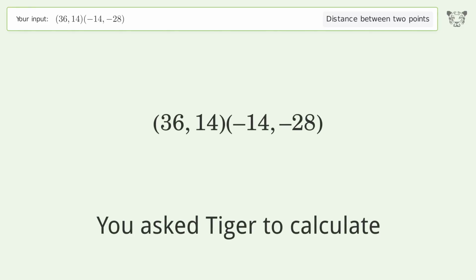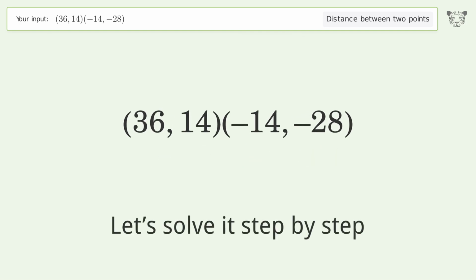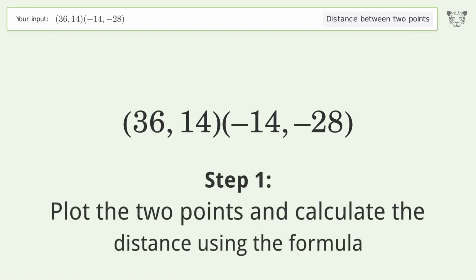You ask Tiger to calculate. This deals with the distance between 2 points. The distance between the 2 points is the square root of 4,264, or 65.299. Let's solve it step by step. Plot the 2 points and calculate the distance using the formula.